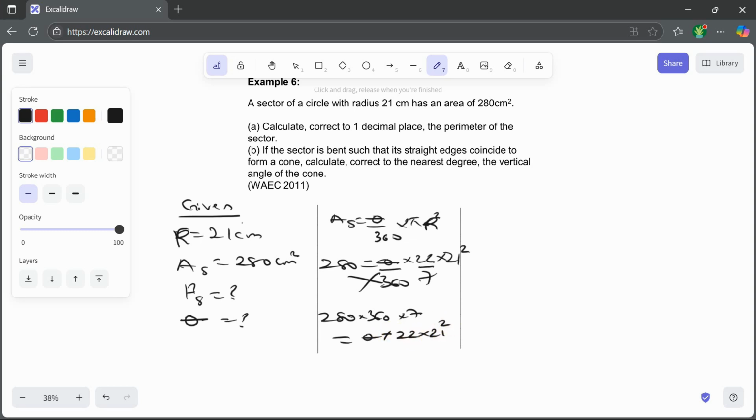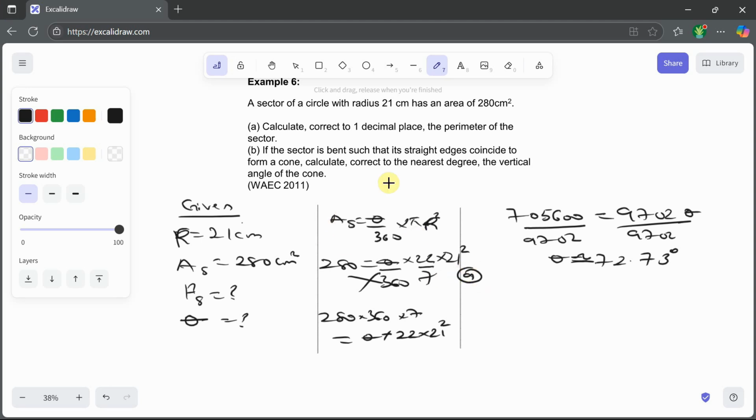So 280 times 360 times 7, there's a very big value, so that's 705,600 is equal to 22 times 21 all squared. This is 9702 theta. So if I divide this one by 9702 and 9702, so this is 705,600 divided by 9702. So our theta is 72 point, let me just say 73 degrees, so approximately, right? We know our theta, so now we can find our A question, which is the perimeter of the sector.